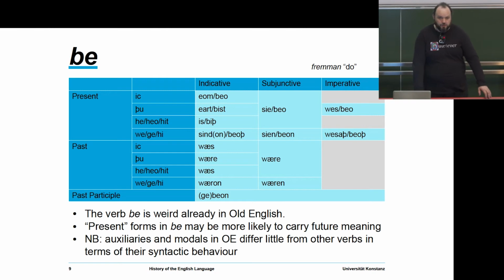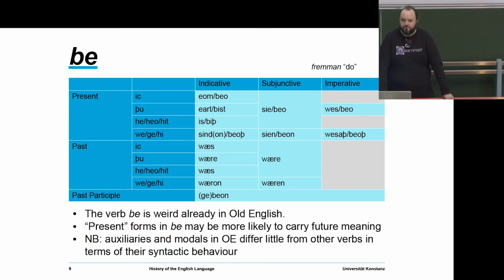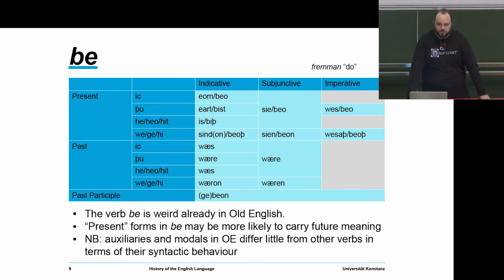So the auxiliaries and modals don't differ that much in terms of their syntactic behavior. There is a difference. The modals in particular do have slightly different morphology. They belong to a class of verbs called preterite presents. You can look at the textbook if you want to find out more about them, but I can promise you now it won't be on the exam. So don't worry about that too much.